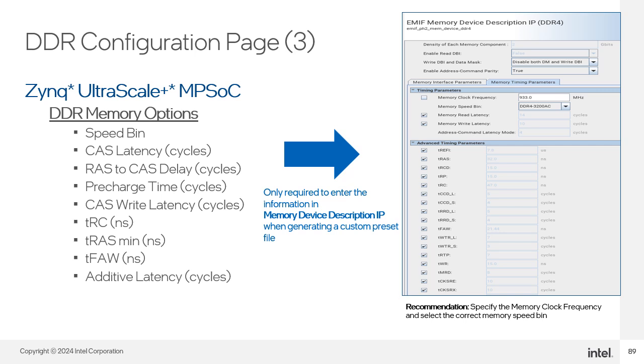The options shown here are the memory timing parameters. In the memory device description IP, the recommended flow is to specify the memory clock frequency and select the correct speed bin for the memory part that you will be using. Based on this information, the memory device description IP will auto-compute the other timing parameters and advanced timing parameters. If you want to use a different value, you can uncheck the box and manually enter the value you want.